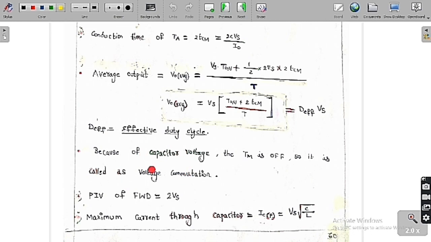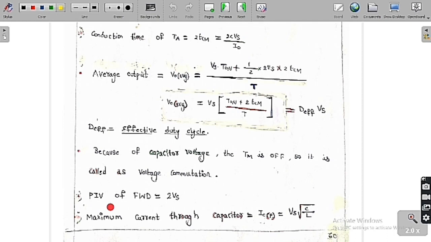Because of the capacitor reverse voltage only, the main thyristor was on. At the moment you are turning on the auxiliary thyristor, so it is going to apply reverse voltage. Because of this reverse voltage only, the main thyristor was turned off, so it is called voltage commutation.